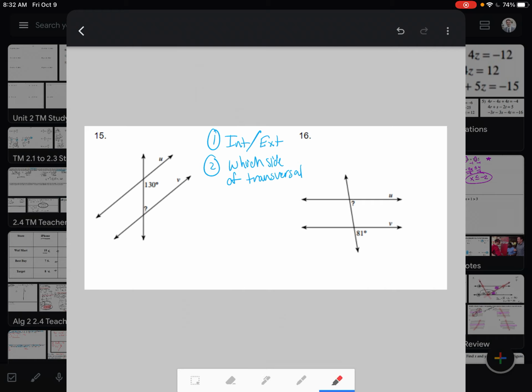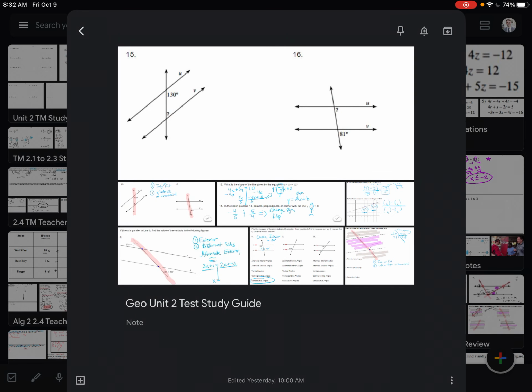And again, always start off the same way. So highlight the line that crosses through two lines, and think carefully about your interior and your exterior. And that'll be the same for the other two questions there as well.